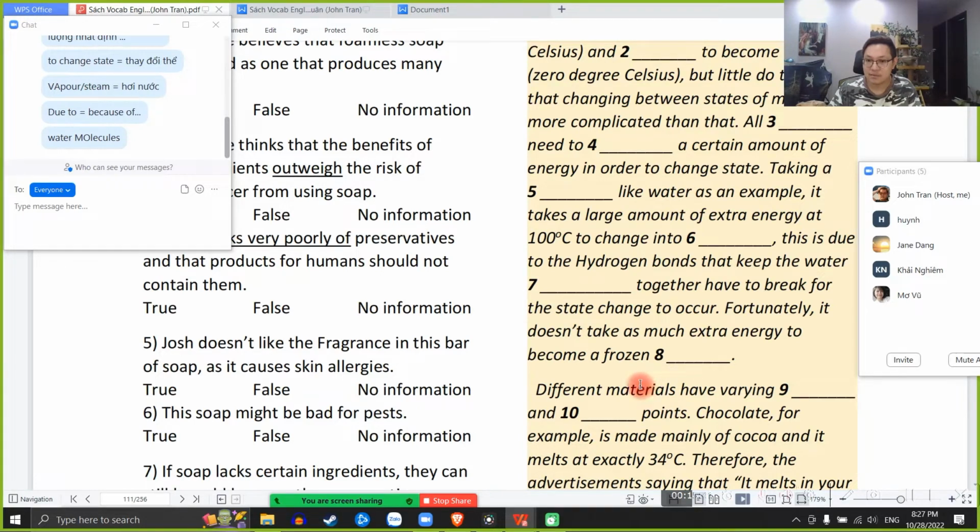No need more energy to... So it means from liquid to solid, do you need a lot of energy? Yes. Tức là từ liquid trở thành solid, tức là nhiều năng lượng như vậy không? No. No, it doesn't, right? Nó không tốn nhiều như vậy. Okay.